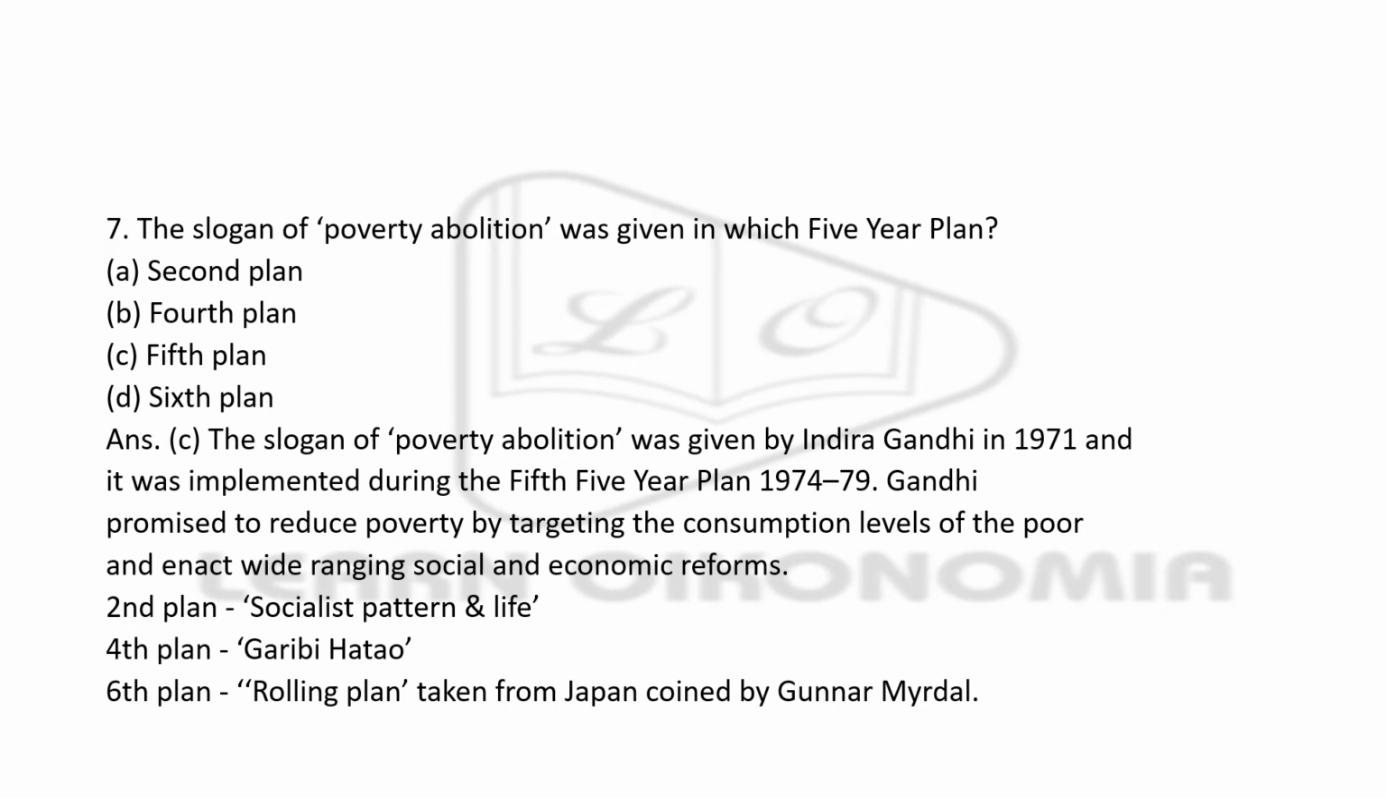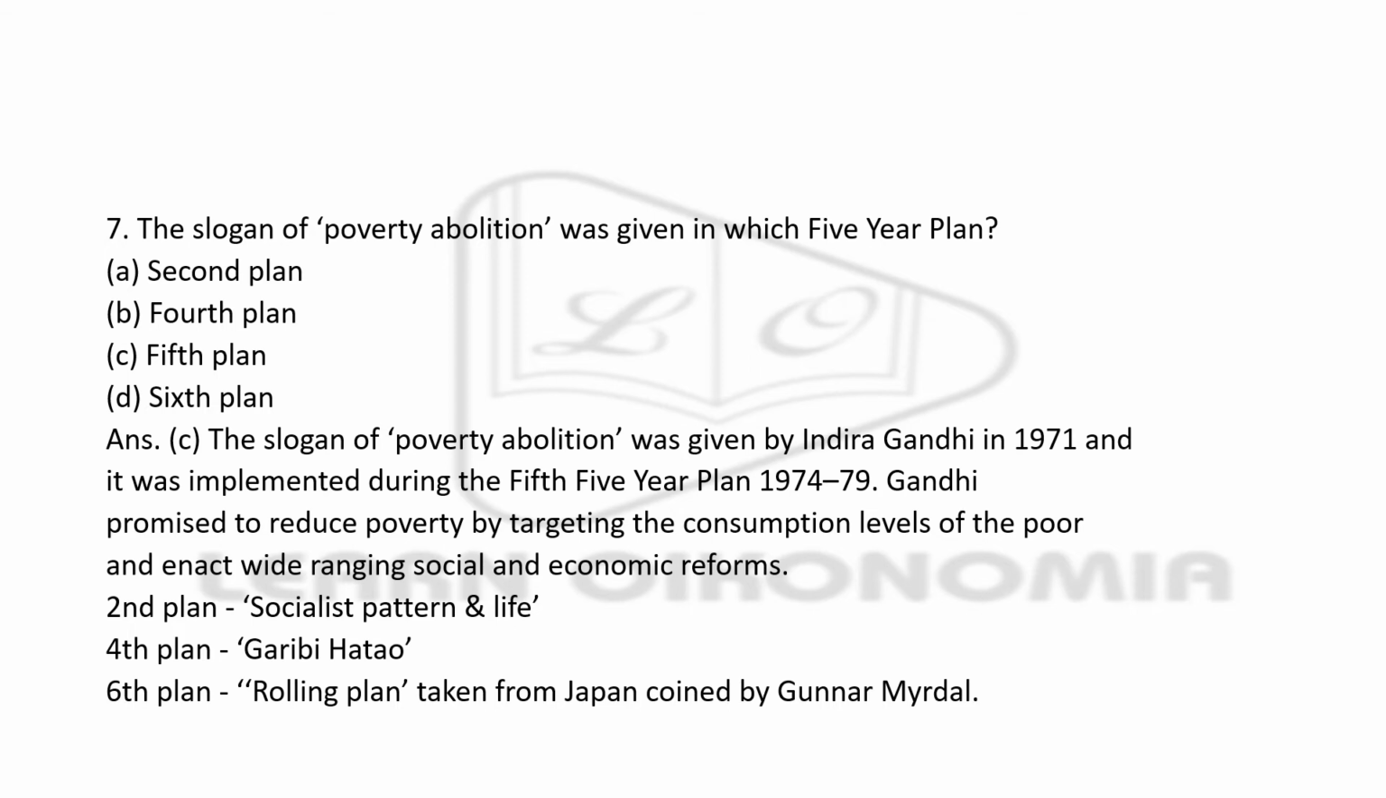Garibi Hatao was actually the slogan for the fourth plan, and poverty abolition was given by Indira Gandhi in 71, which was during the fifth plan, which was implemented in 1974, and it lasted till 79. Indira Gandhi promised to reduce poverty by targeting the consumption levels of the poor people, and the government actually tried to establish certain reforms in the Indian economy. As a result, there were many impacts as well.